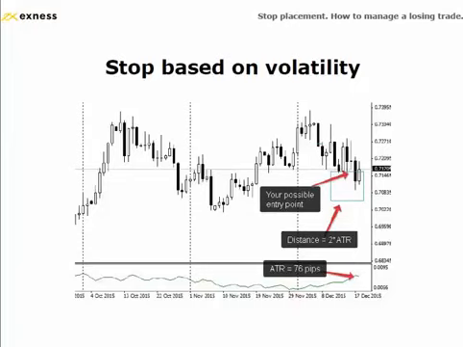While the previous example was from a 30-minute chart, you can also use stops based on volatility on daily charts. This example shows that if you planned to enter a position on Australian dollar versus American dollar, you could have looked at the ATR and aligned your stop loss level with this parameter. In this particular case, it is equal to 76 pips, so your stop has to be around 150 pips. And as you see from this example, it allows you to survive a false breakout and keep your position.